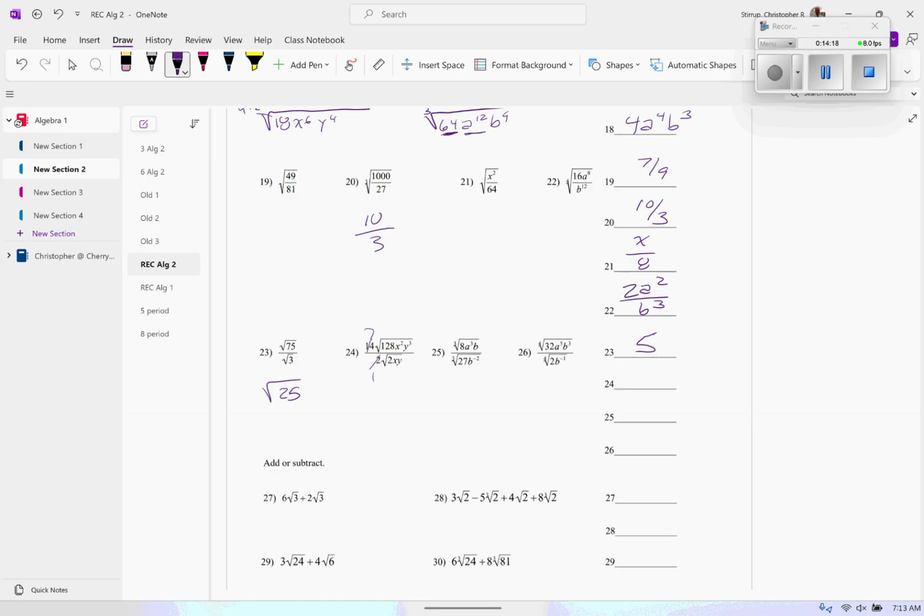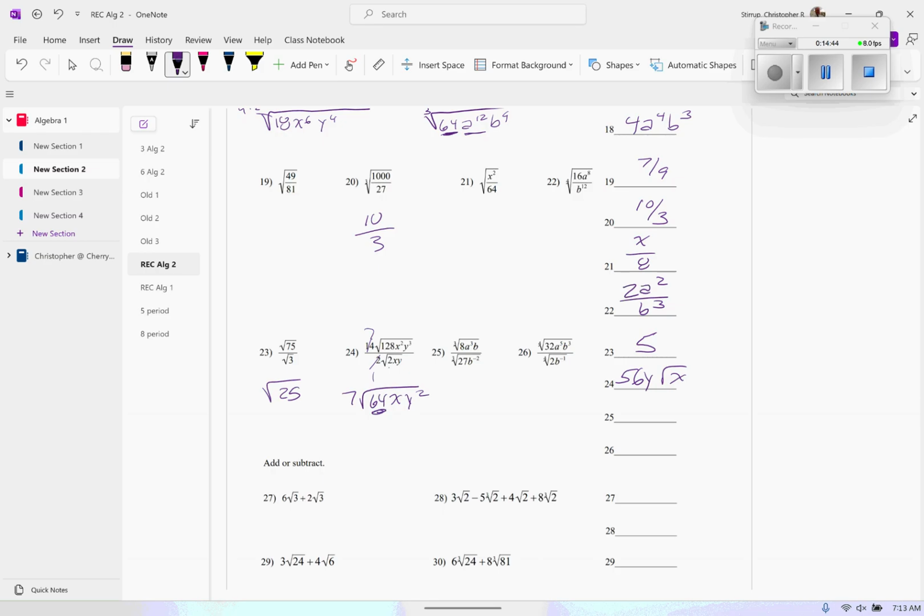2, and that's a 7. So I get 7. This 2 goes into 128 64 times. Tug of war with the x's. Top wins. Tug of war with the y's. Y wins by 2. Square root of 64 is 8. 8 times 7 is 56. Square root of y squared is y, and then I have square root of x.